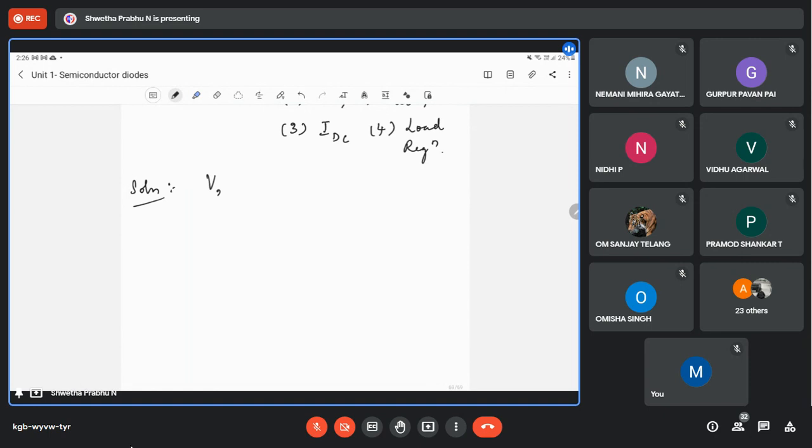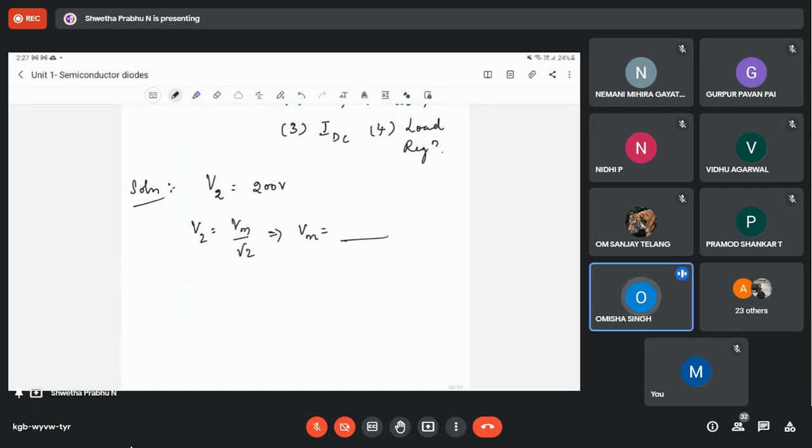They have not given the turns ratio. We will assume it to be equal to 1. When turns ratio is equal to 1, then V2 will become 200 volts. V1 will be equal to V2. Primary and secondary voltage will be the same. In order to find Vm, you know V2 is nothing but Vm divided by root 2. So, find Vm. Ma'am, 282.8.